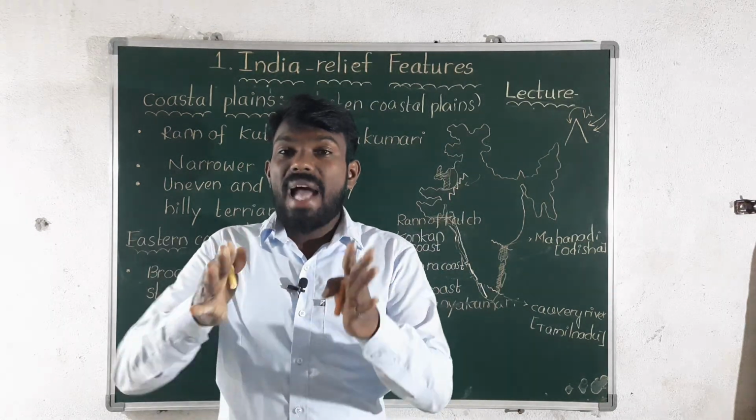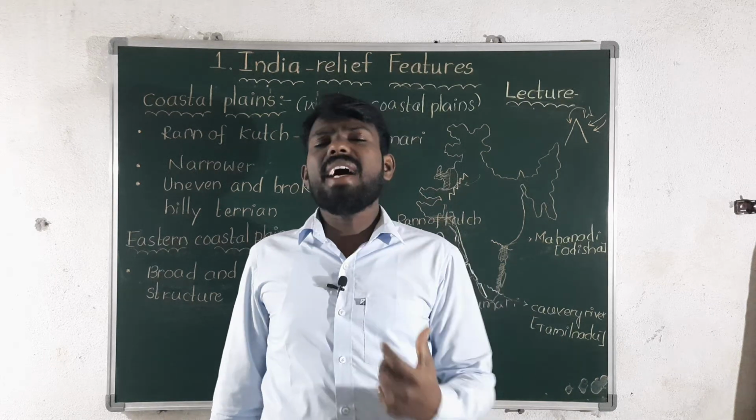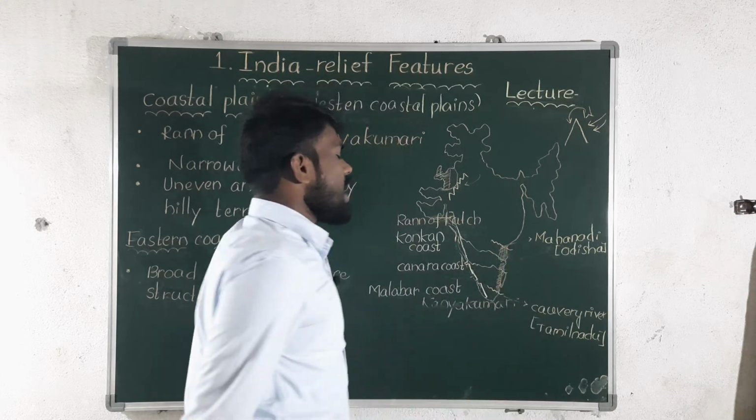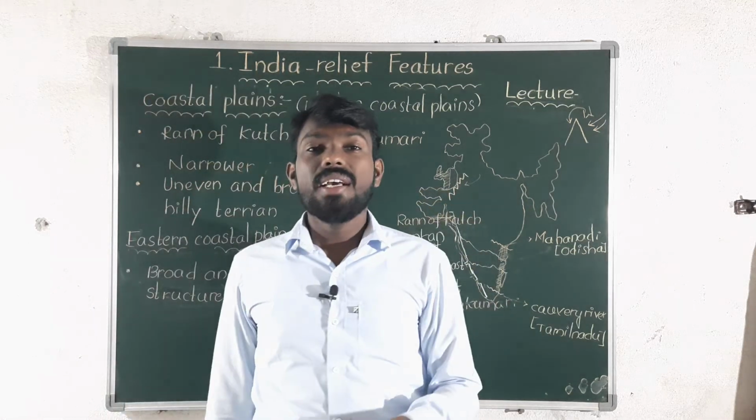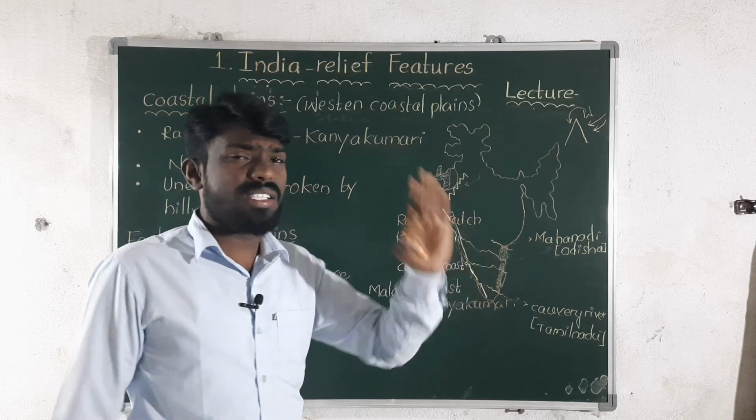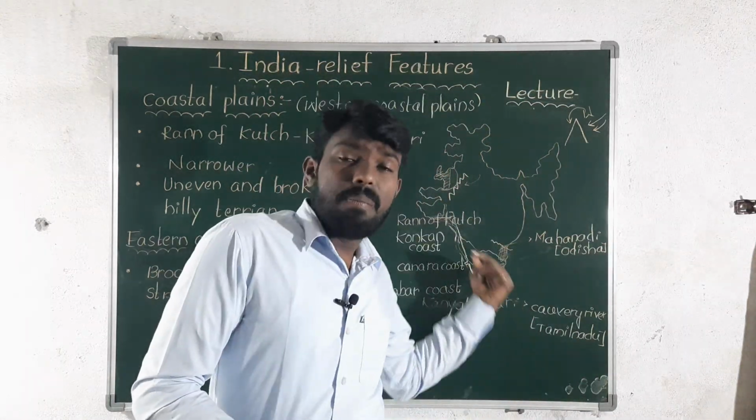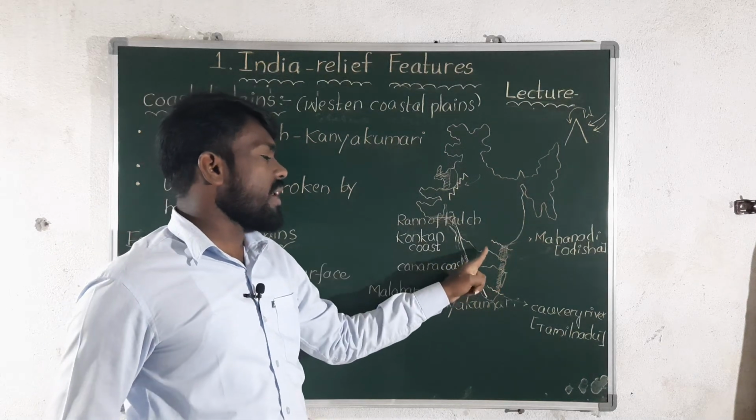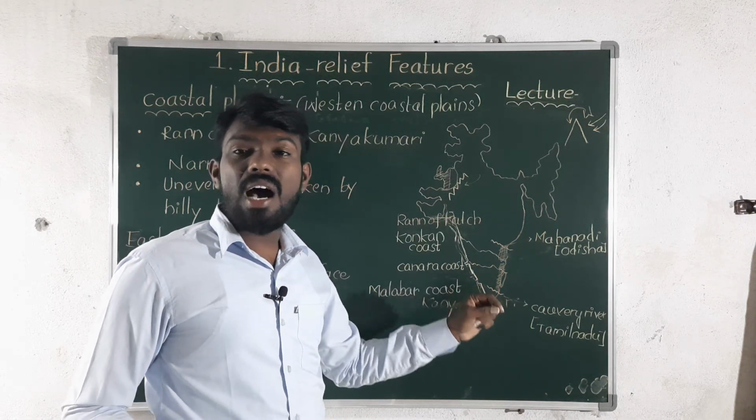These plains are formed by rivers. Various rivers like Godavari and Krishna flow from west to east and drain into the Bay of Bengal, and as they flow, they deposit silt. Because of the deposition of silt carried by these rivers, these plains were formed. So these plains are formed by the rivers Mahanadi, Godavari, Krishna and Kaveri.